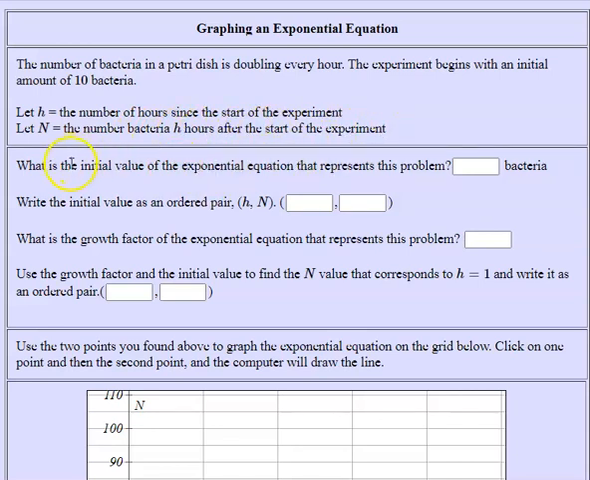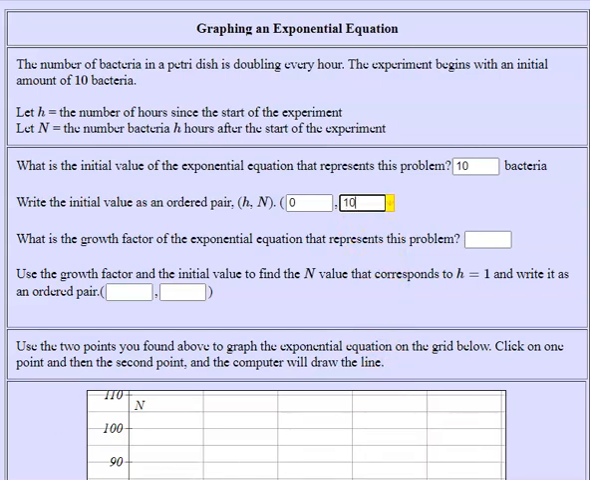So first, just like the linear example, we're asked for the initial value of the exponential equation that represents this problem. In this case, when the experiment started, there were 10 bacteria. So that's our initial value. And to write that as an ordered pair, remember that that corresponds to an H value, a number of hours. And since it's the start of the experiment, it's 0 hours. We have 10 bacteria.